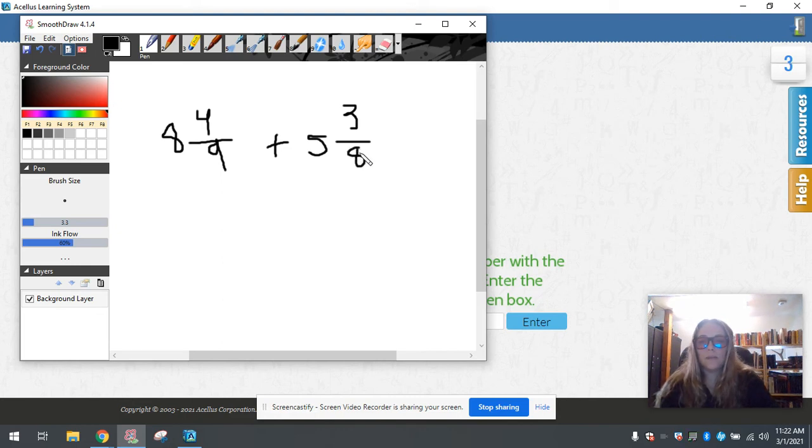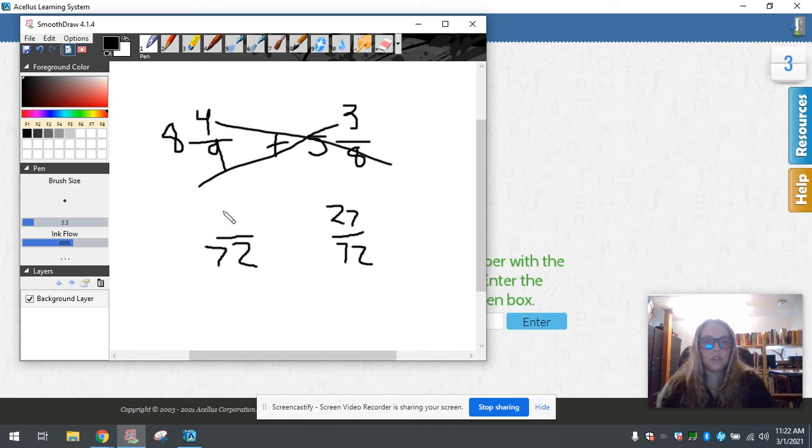I find the common denominator, multiplying the denominators together. 9 times 8 is 72. I cross multiply. 9 times 3 is 27. 8 times 4 is 32. Bring down my addition sign and my whole numbers.